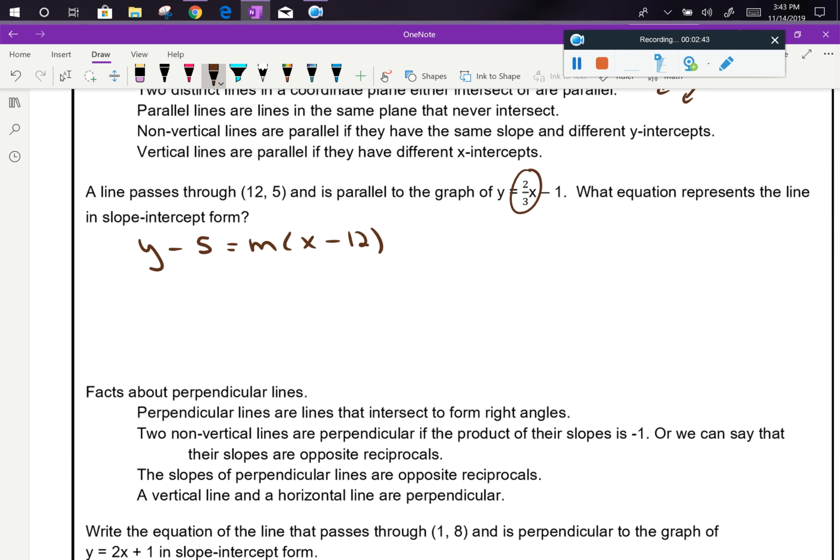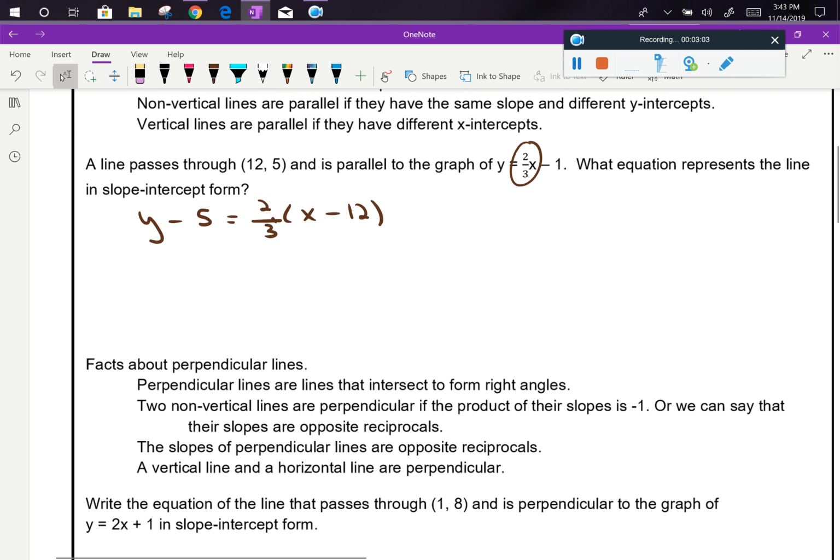Then these slopes have to be the same. So I take out my m and I put in 2/3 for the slope. I'm like, great, I wrote my equation, except I read the directions carefully and I go, wait a minute. They want slope-intercept form. That doesn't mean I did anything wrong. It just means I'm not done.